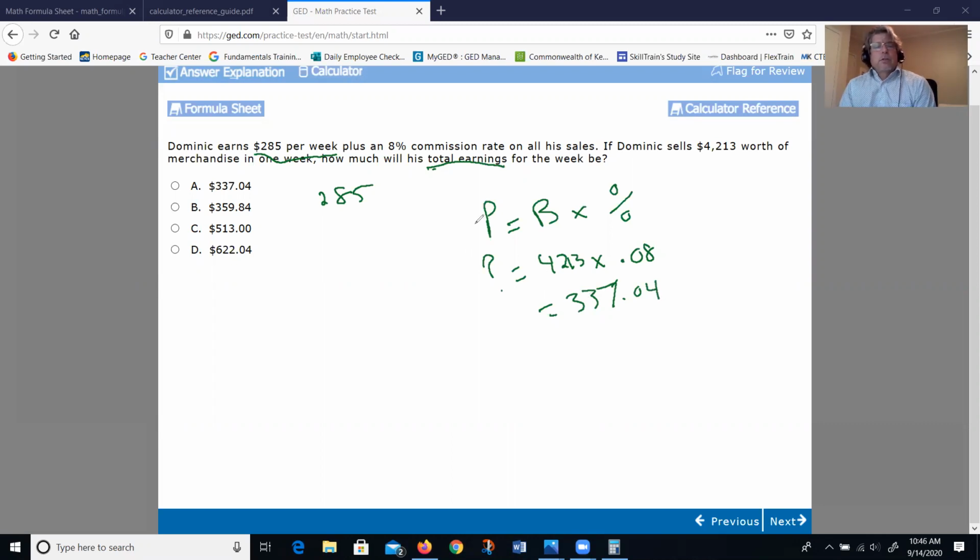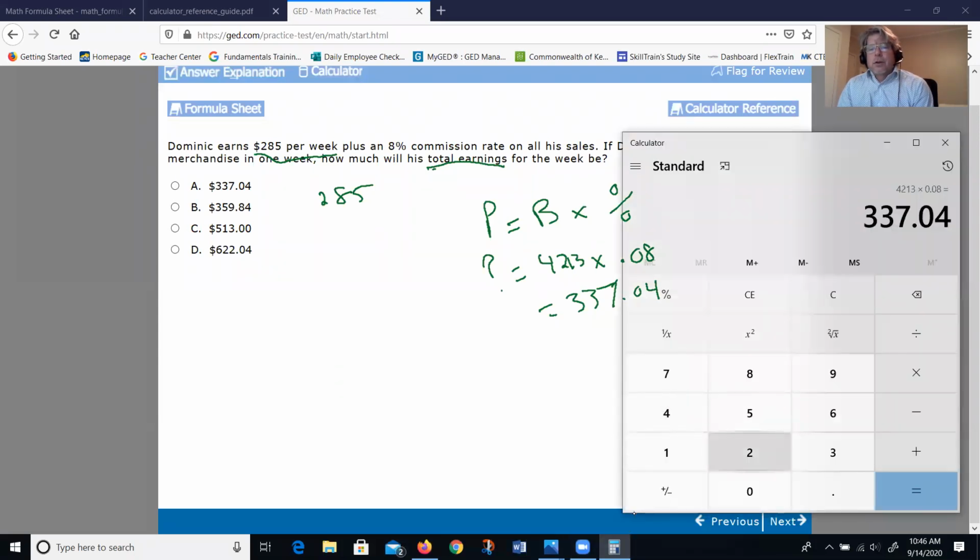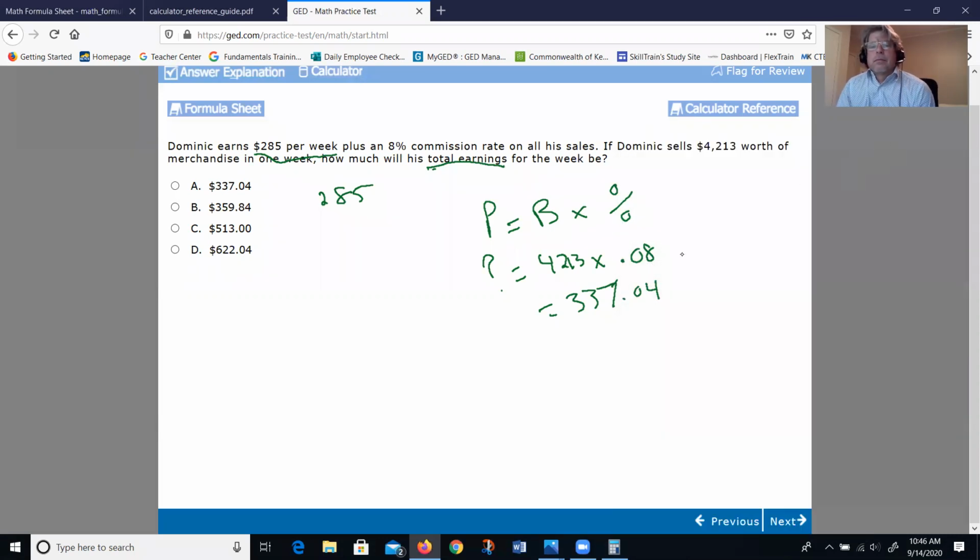So pick up on though his total earnings is going to be the 285 and the 337.04. So I still have to put those together. So using my calculator, we pick up on then that the 285 has to be added to the 337.04. So 622.04 ends up being my total earnings in this problem. So D would be our answer for that.